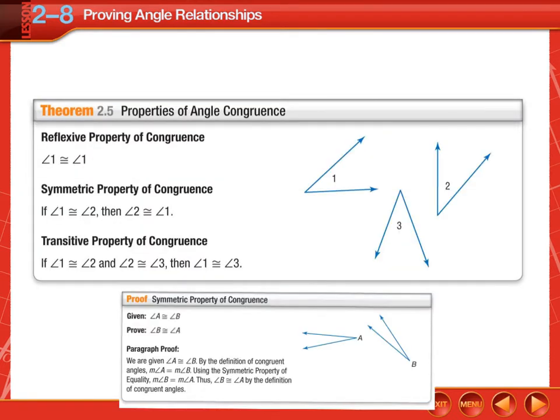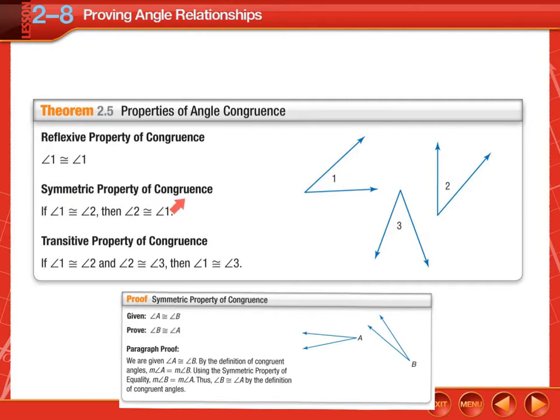When we introduced the algebraic properties for real numbers, we had 3 of them that also worked with congruence. So we had the reflexive property. So if the measure of angle 1 equals the measure of angle 1, if it's the same on both sides of the congruent symbol, then we know that it's reflexive.